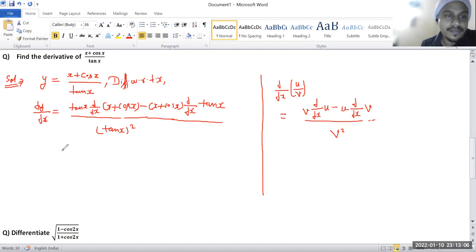Okay students, now it is tan x. If you differentiate, x differentiates to 1, and cos x differentiates to minus sin x, minus x plus cos x. What is the differentiation of tan x? It is sec square x. We wrote some examples last time. Upon tan square x.